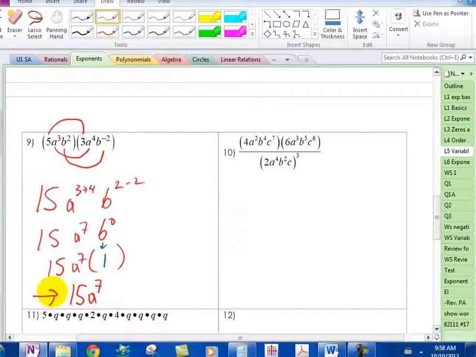Okay. Now 10 is going to be full meal deal. So what we have to do for this question, you have to get an answer on the top and an answer on the bottom, and then you can do your division. So the first thing is to simplify the top and the bottom. For the bottom, it's that outside exponent you have to be careful of. Okay, so simplify the top and the bottom. Go.